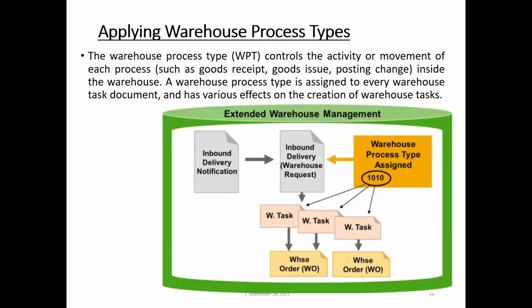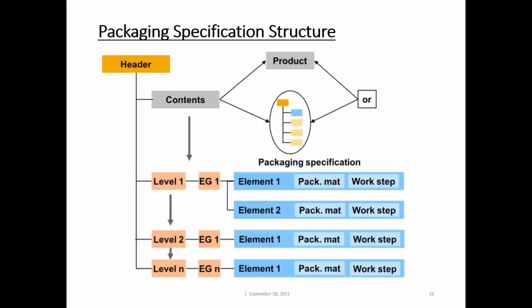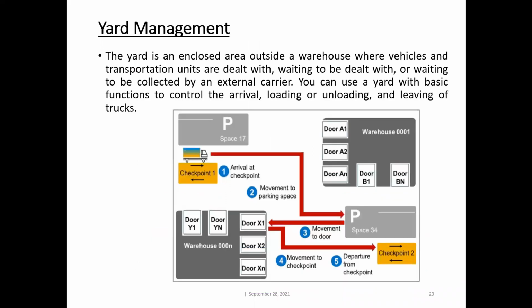Then we have the warehouse process type in the EWM. It is again a new concept, and you can correlate this with the movement type on the ERP side. Then there is how we are going to pack the product, what the customer requirement will be, and how the products are coming from the vendor, and the packing will happen based on the packaging specification. Then we have the yard management. The yard management is the movement of trucks within the yard.